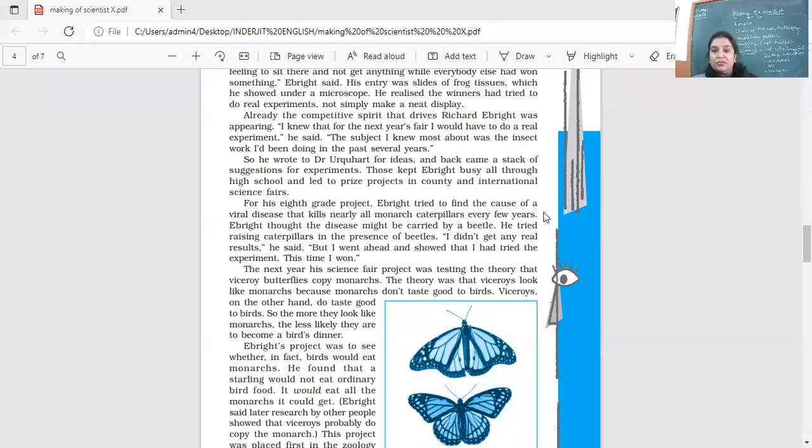So he wanted to find out the cause of a viral disease that kills nearly all monarch caterpillars every few years. Ebright thought the disease might be carried by a beetle. So there might be some insect, and that insect beetle must be spreading that disease, and that is why these monarch caterpillars die in such large numbers. He tried raising caterpillars in the presence of beetles. So in the presence of beetles, let's see what these beetles are going to do. Is it because of the beetles the caterpillars are dying? I did not get any real results.